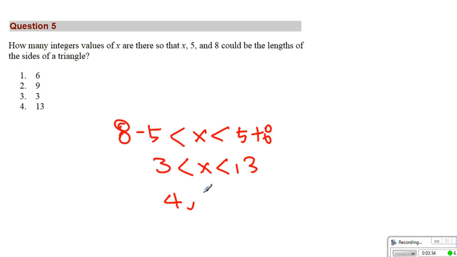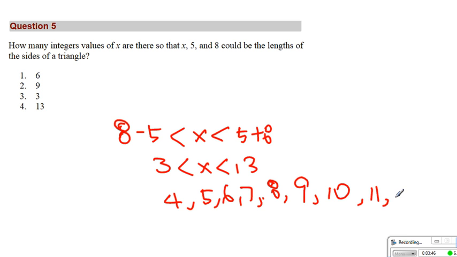And we're looking at 4, 5, 6, 7, 8, 9, 10, 11, 12. Total 9 numbers. So number 2 would have been our final answer.